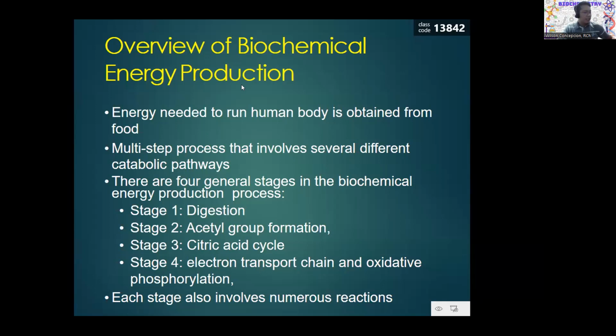So, the common catabolic pathway. Okay, so common, di ba? Common catabolic pathway. So, why common? Because it's common. It's common for different biomolecules to undergo that pathway, the stage 3.